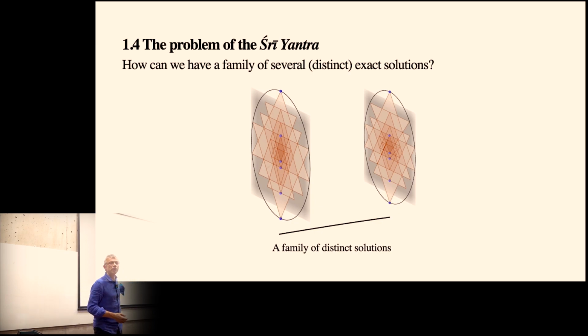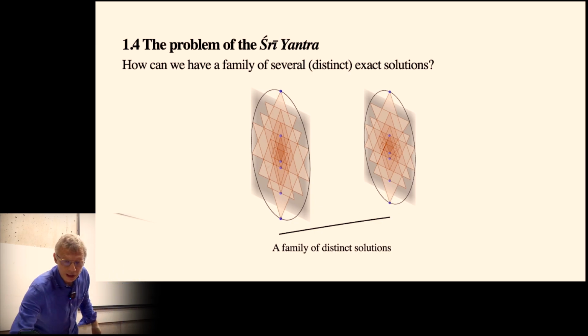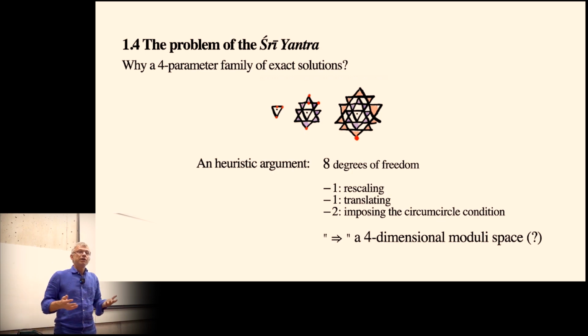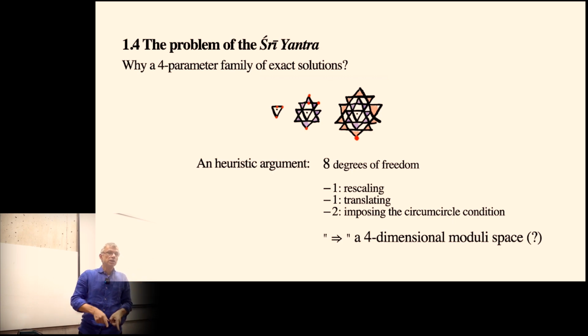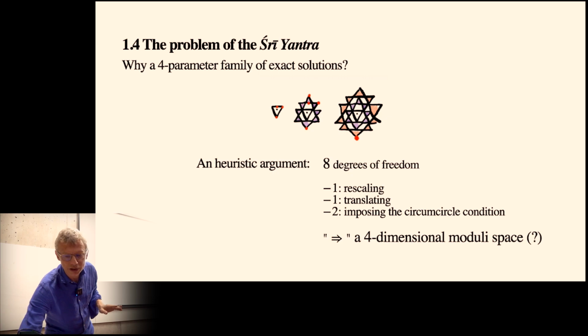There is at least a one-parameter family of solutions. In fact, we can heuristically argue that there is a four-dimensional moduli space, but the argument is actually heuristic. We started from this drawing, and then, of course, after rescaling and translating, we can reduce the dimension by two. Imposing that the two circles circumscribed to the biggest triangles are the same means imposing that their center is at the same height and the radius is the same. So if everything goes well, there should be a four-dimensional moduli space.